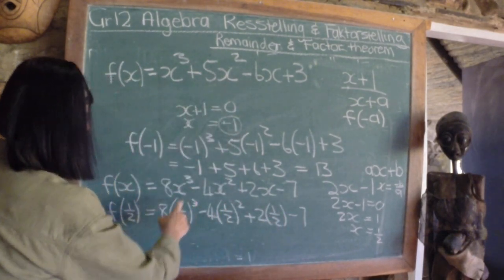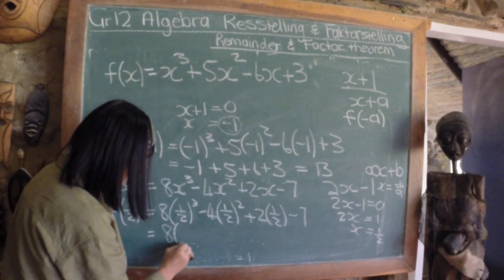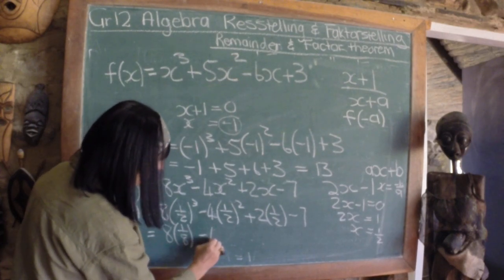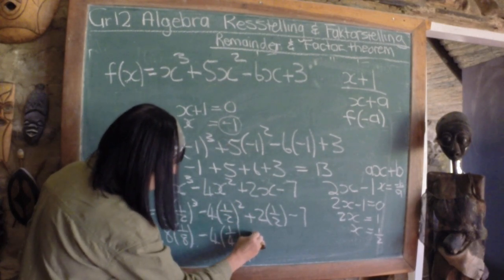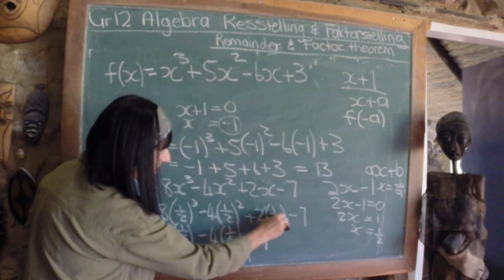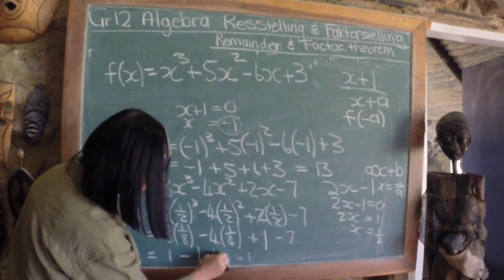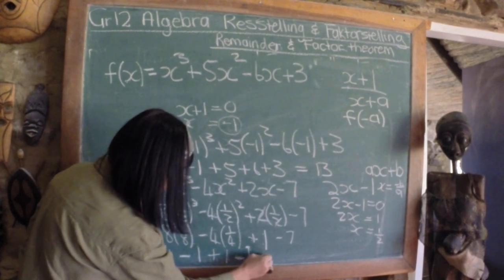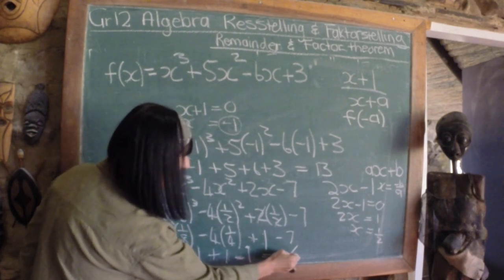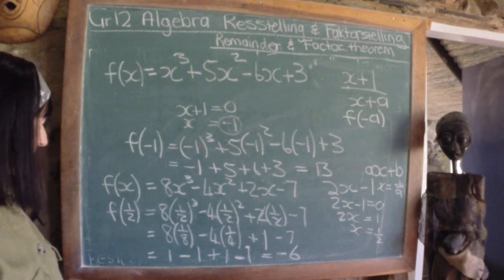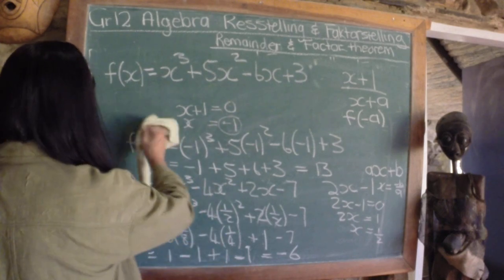So let's go. A half to the power 3 is an eighth. So 8 times an eighth gives me 1. 4 times a half times a half is a quarter, and that is 1, because the 2's cancel out, minus 7. So I have 1 minus 1 plus 1 minus 7, and that's going to give me 1 minus 7 gives me minus 6. And that is my remainder. Good, these are applications of my remainder theorem.